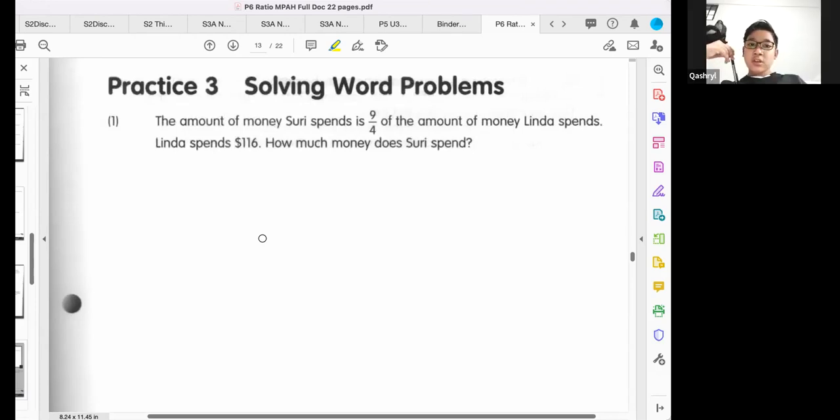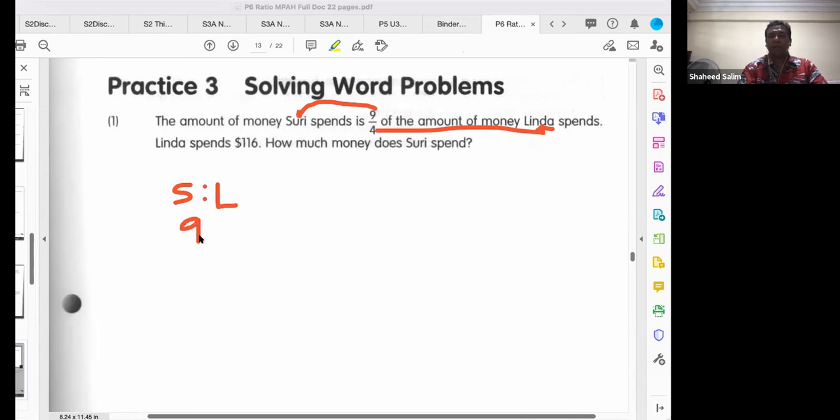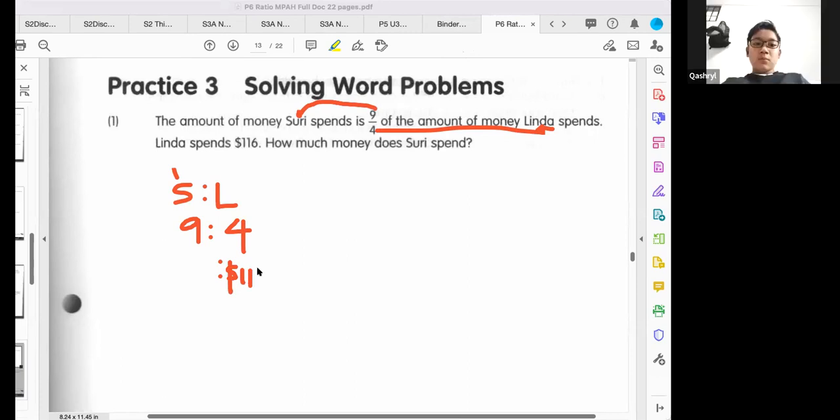So this one is different, right? Yeah. You write Suri and Linda. Which one is Suri? Which one is Linda? So now if you say I'm not sure, remember this one goes to here, the bottom one goes here. So like Suri, Linda: Suri 9, Linda 4. Now they tell you Linda has $116. So how much does Suri have? You got to find out.